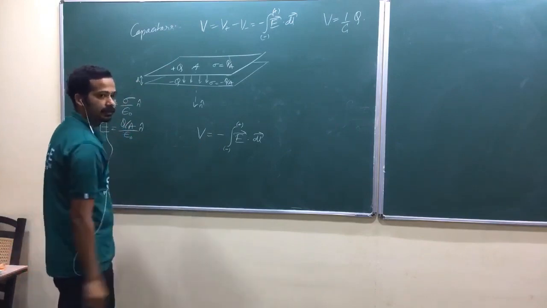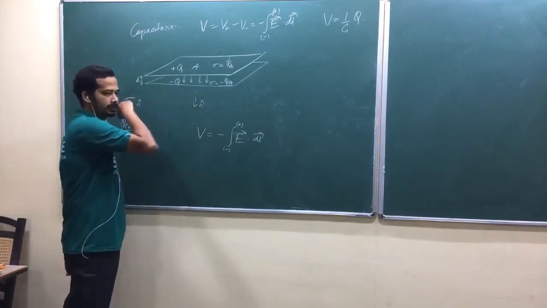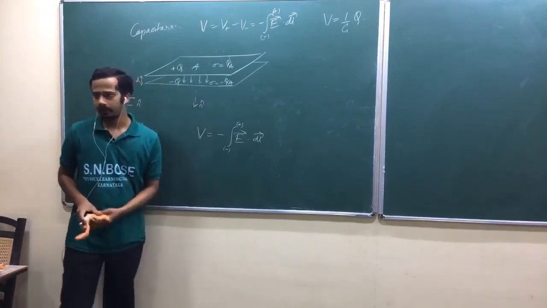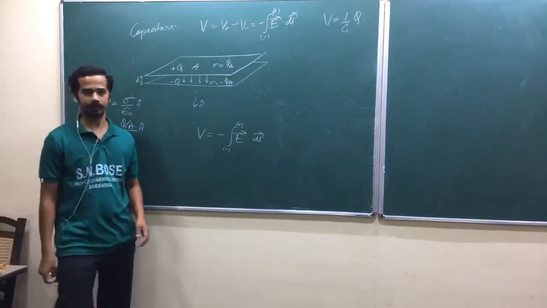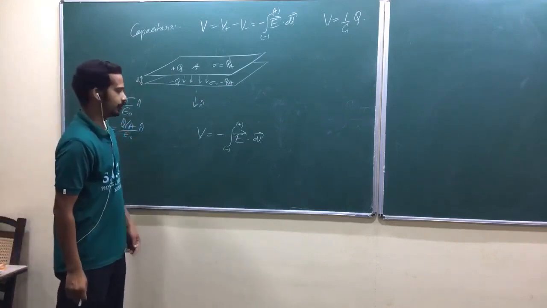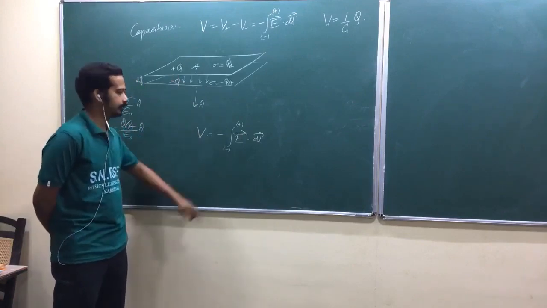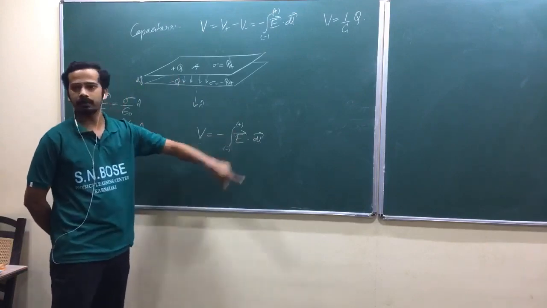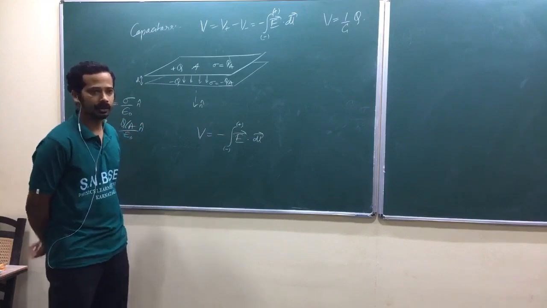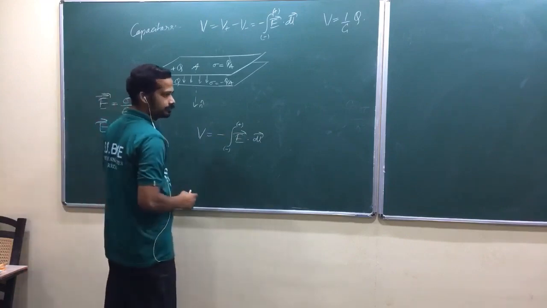Now I know electric field. Now I am going from negative plate to positive plate. But observe one thing. When you go from negative plate to positive plate, isn't it? Suppose if you take dl as positive, electric field and dl vector both are in the opposite direction, isn't it?